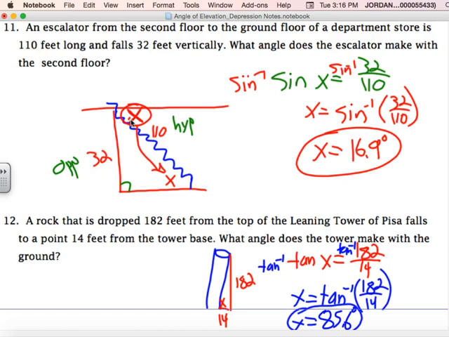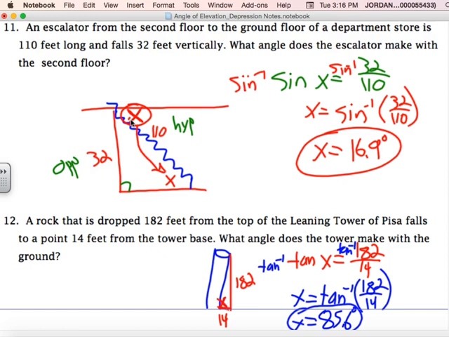Next problem, you've got a rock that's dropped from 182 feet from the top of the Leaning Tower of Pisa, and it falls to a point that's 14 feet from the base of the tower. So you can see I drew my tower right here. It's 182 feet, so we got a very thin right triangle right here, which is okay. We just got to be able to visualize it. So we got 182 as the height, and it falls 14 feet from the base of the tower. The question is, what's the angle the tower makes to the ground? So basically, what's the angle it's leaning at right here? So we can call that x.